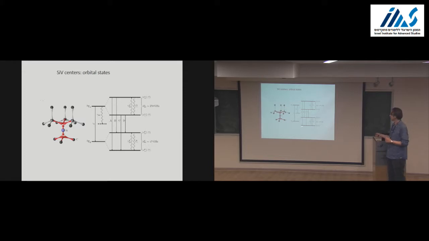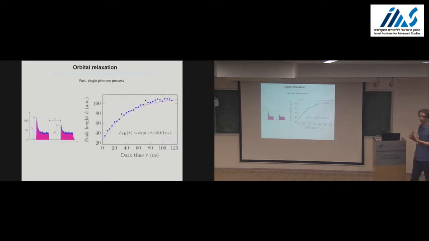First of all, it does have orbital degrees of freedom. So there is an orbital doublet in both ground and excited states, and the orbital states of silicon vacancy centers in the ground state are separated by about 50 gigahertz. So 50 gigahertz corresponds to a temperature of about a couple of kelvins. So the phonons are inducing dynamics between orbital sublevels of this ground state. And you can control the ground state sublevels by optical pumping.